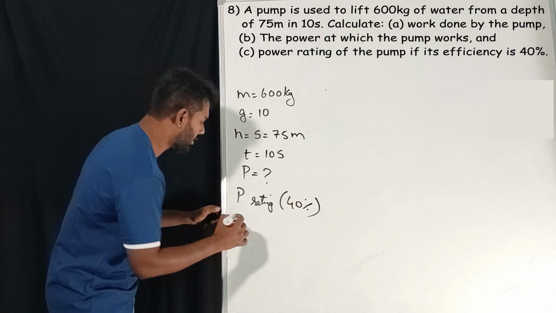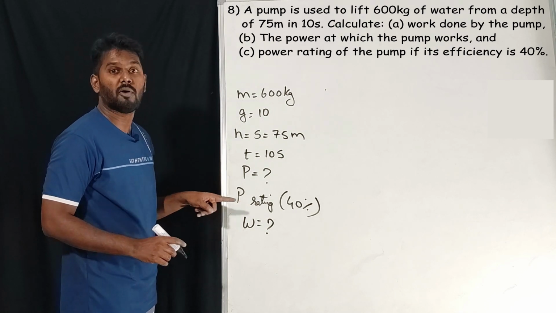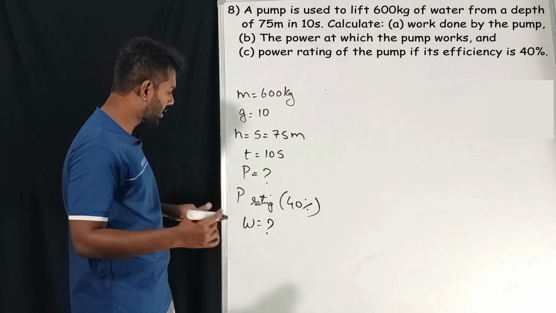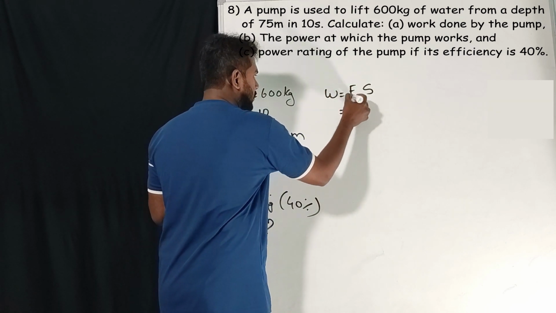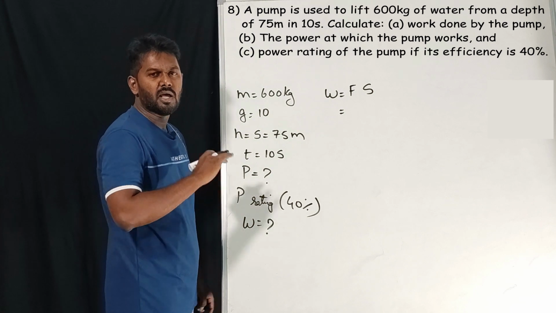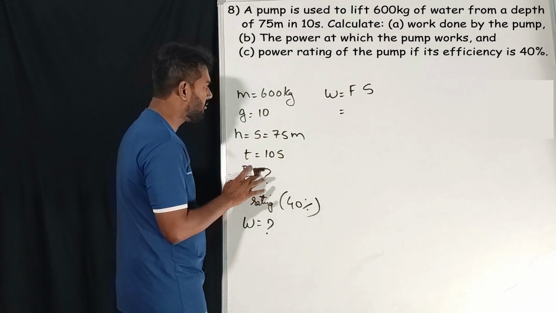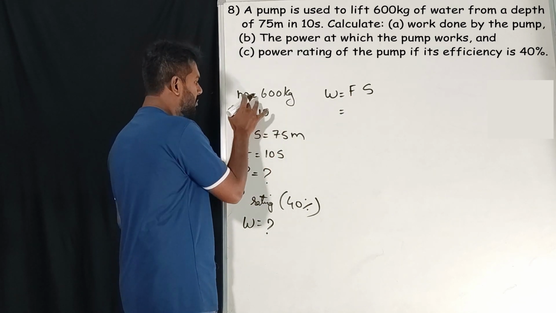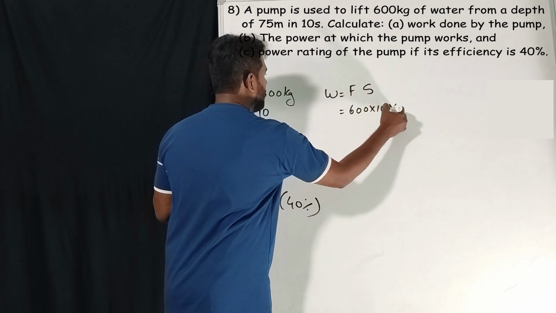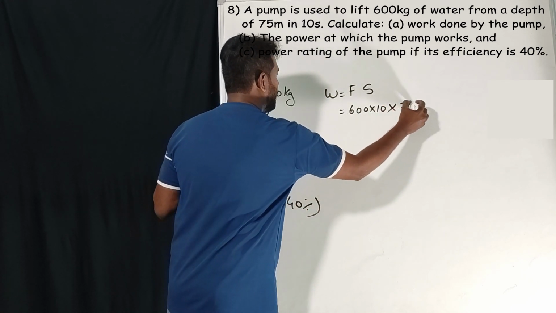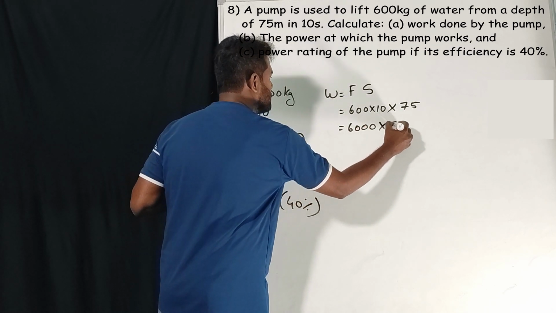So first what we are going to find? Work done. First we will find work done, power, and then we will talk about power rating, how it is different from power. Okay, first work done formula will be Fs, correct? Force into displacement. Again here in this question they are not talking about any angle, so cos theta we are not going to use. F we don't have. How we can find the value of F? That is mass into gravity. So 600 into 10 into S, that is nothing but 75. So 600 into 10, that is 6000 into 75.